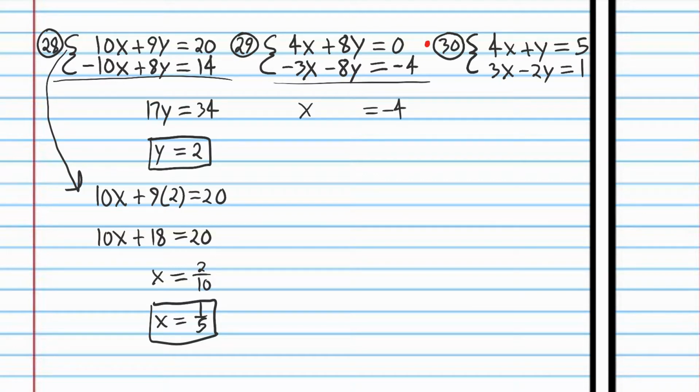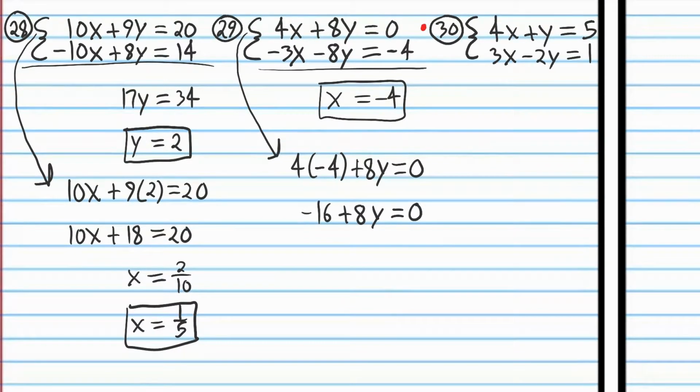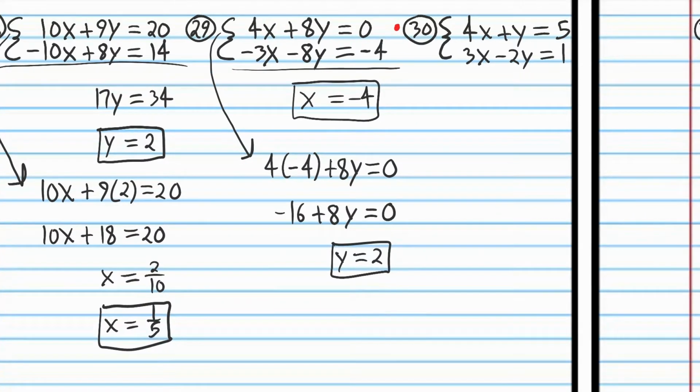X is equal to negative 4. That was an easy one. Now we have to plug in negative 4 for x. I'm going to use the top equation. Add 16 to both sides, divide both sides by 8, and you have y is equal to 2. So if you got 2 for y, good job.